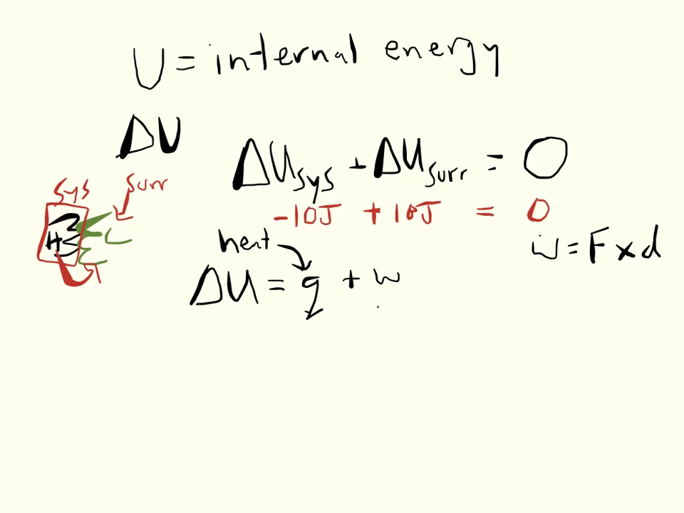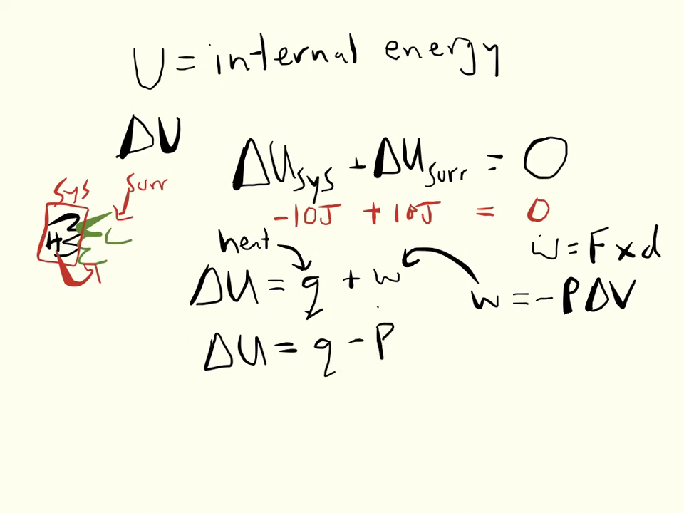And we'll most often deal with a constant pressure system where work equals negative P delta V. This is negative pressure times the change in volume. So now if we do a little substitution, we'll get that the change in internal energy of a system is equal to the heat transferred by the system minus pressure times the change in volume.